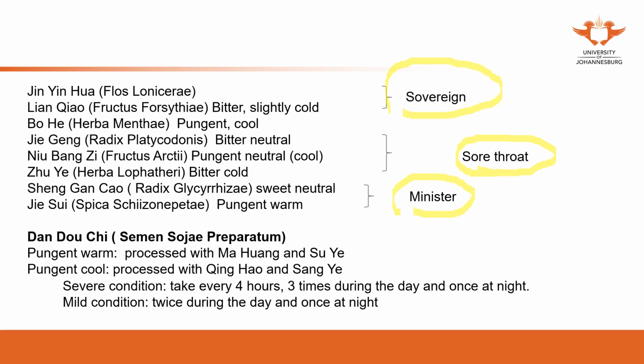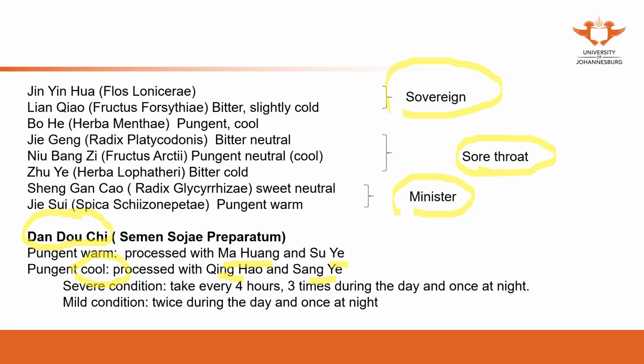When we process 淡豆豉 with 麻黄 and 苏叶, these two are warm, so we change the property of 淡豆豉 into warm. If we process 淡豆豉 with 青蒿 and 桑叶, the property of 淡豆豉 will be cool. So that's how we change the property of a specific herb, one of the processing methods.